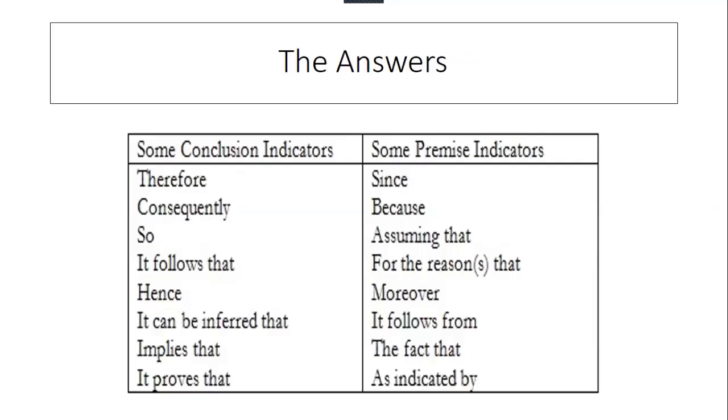So here are the answers. These are some conclusion indicators and some premise indicators. These are not exhaustive. They are useful, but they are not always present in an argument. So you should remember that they are not always there.